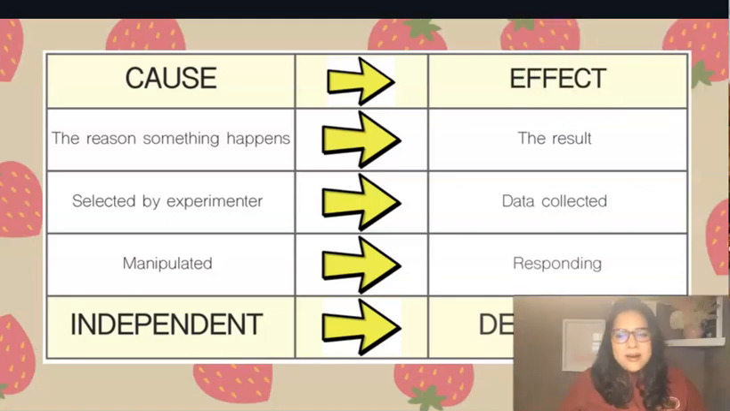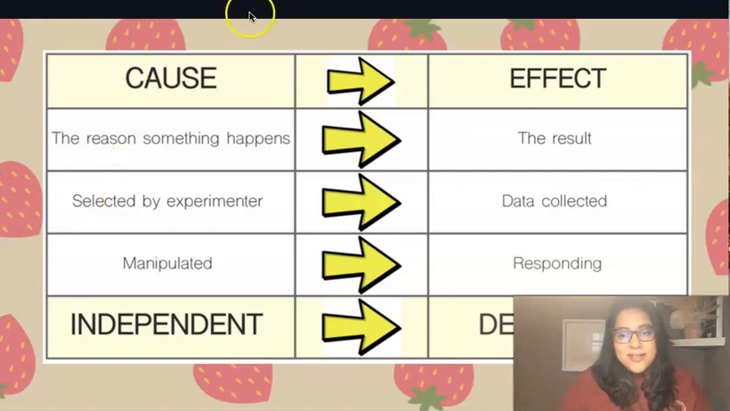So when we look at variables, I like to remind my students to think about them as cause and effect. So when I think of the independent, I think of the cause. And when I think of the dependent, I think of the effect. So let's review, what do we mean by cause? When we discuss cause, we're really thinking about the reason something happens, right? And it's something that you choose. So it's selected by the experimenter and you manipulate it.